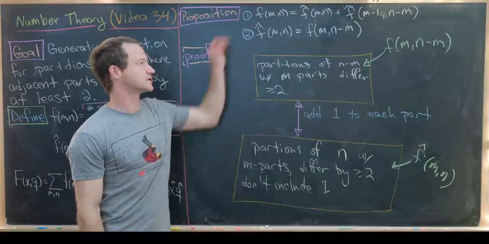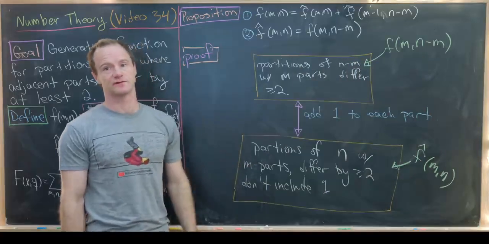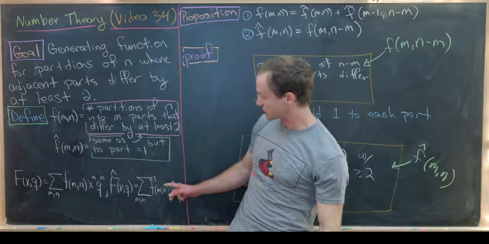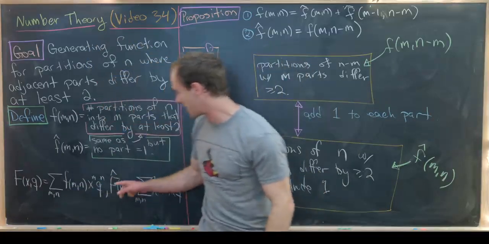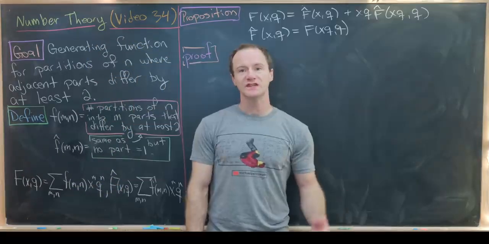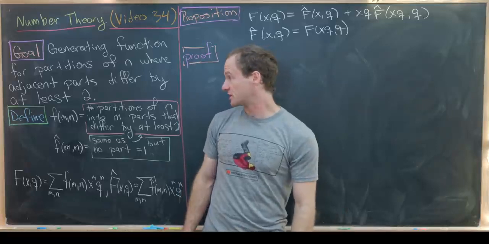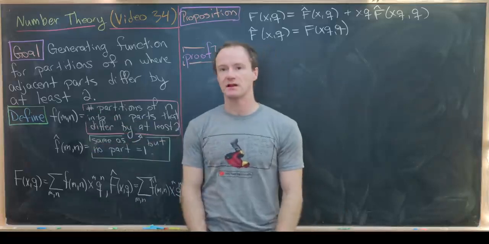Now we're going to take this result and write a generating function version of it. In other words, a version of it that involves these capital F and f hat functions. We just got done proving a nice recursion for these functions little f and little f hat.